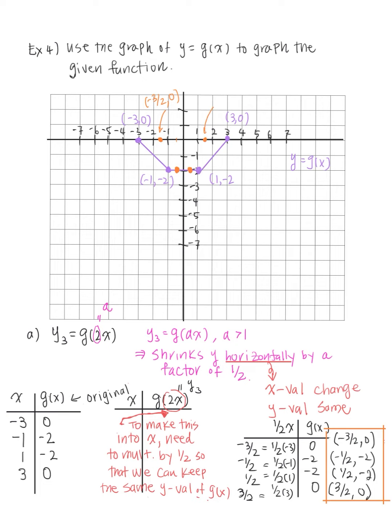Let me just write down all the values here. This is 3/2 comma 0. And then this value here is going to be, what was that? -1/2 comma -2. And then this point right here is going to be 1/2 comma -2. So this is the graph of y sub 3, which is g of 2x.